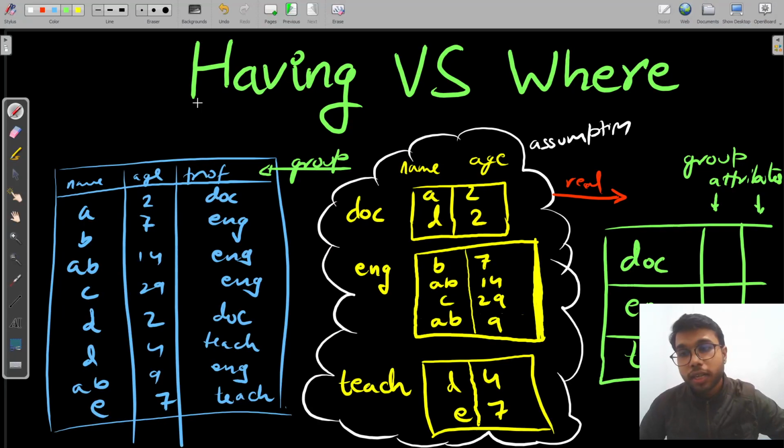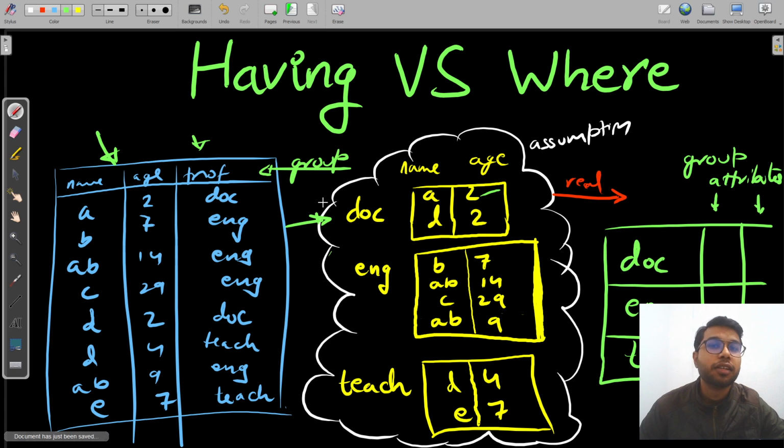So let's take the same example we took for our group by. We have a table and we are grouping it with our profession column, and I said that you can assume that each group gets its own table to store its own data. Ignore the fact that there's a 2-year-old doctor, but regardless, each group gets its own table to store its data.